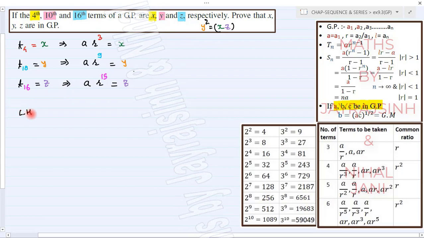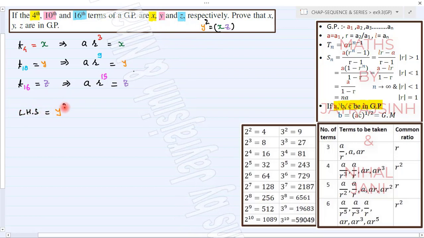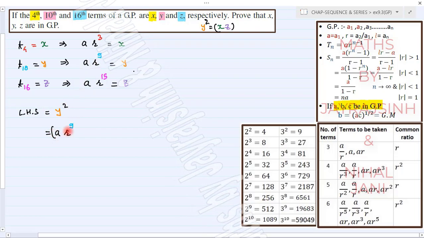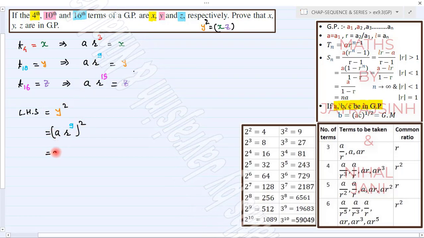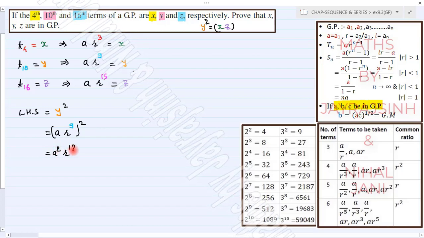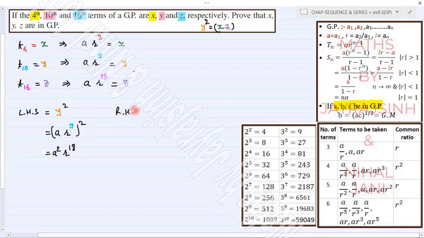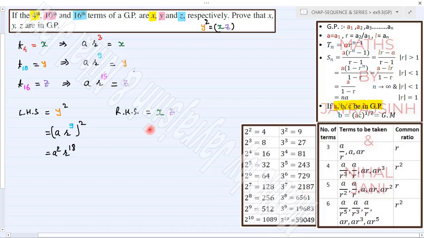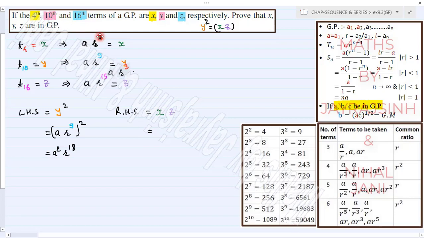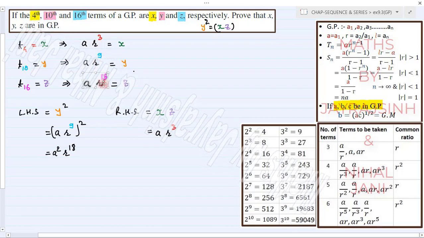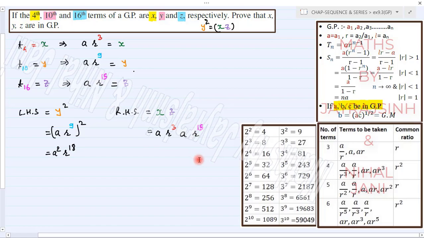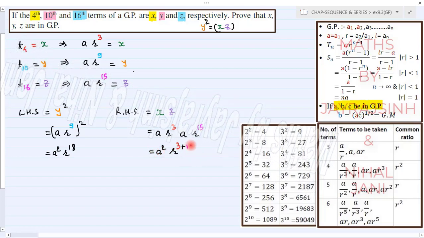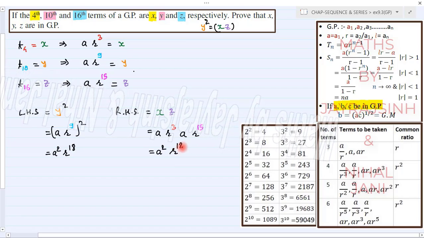So let's try to obtain your left hand side, which is Y square, but your Y is equal to A R raised to 9. So we just have to square it. So we'll get A square and R raised to 18. Similarly, if we try to obtain your right hand side, which is the product of X and Z, then your X, which is A R raised to 3, and Z, which is A R raised to 15, will give us A square into R raised to 3 plus 15, or we can say 18.